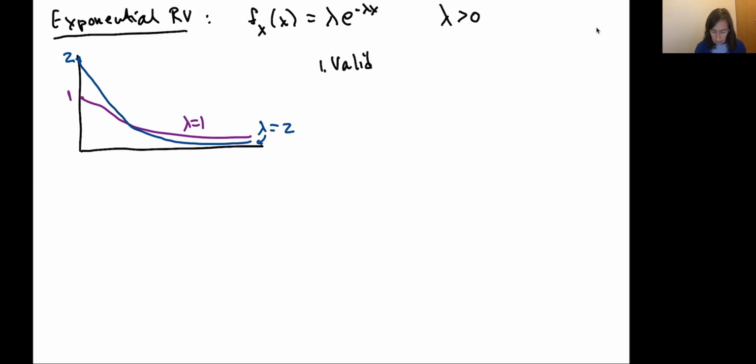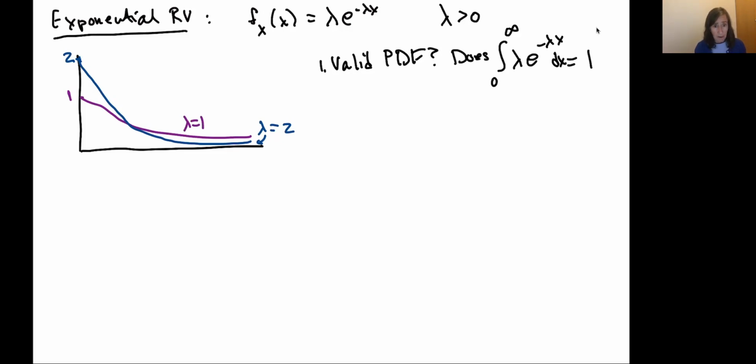Okay, so the first thing I just want to do is make sure that this is a valid PDF. So let's make sure that the integral over the entire sample space, from 0 to infinity of lambda e to the negative lambda x with respect to x, equals 1. Okay, so let's just do that.